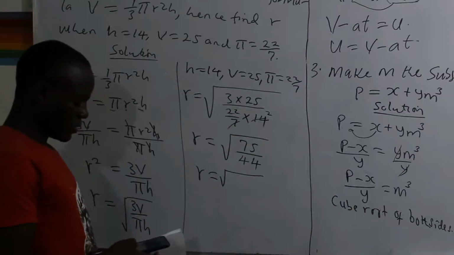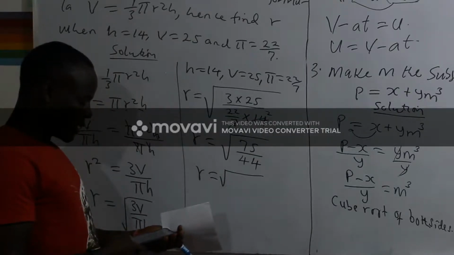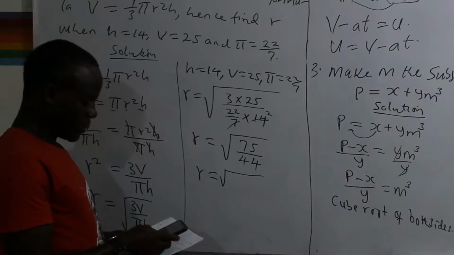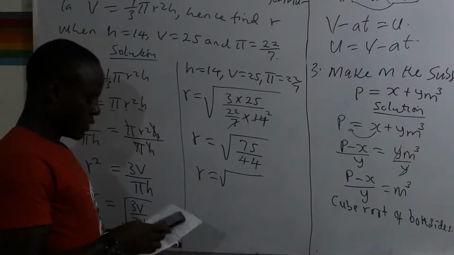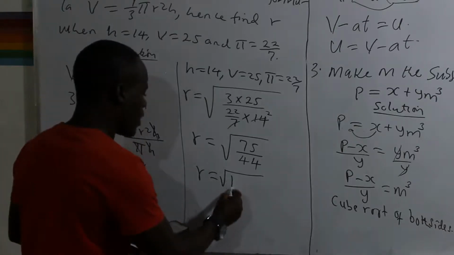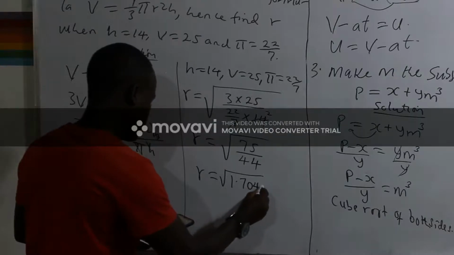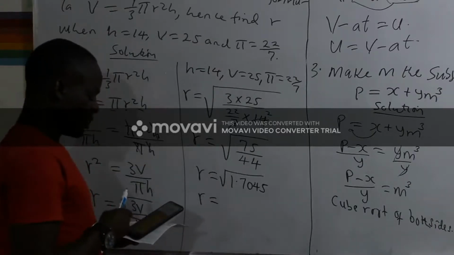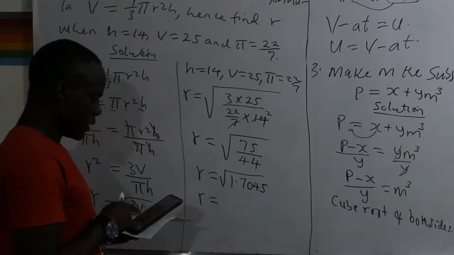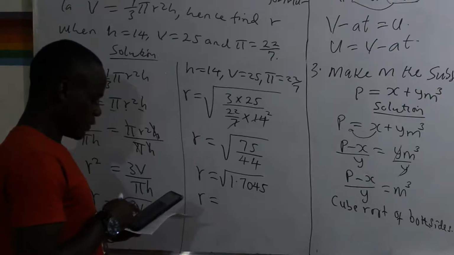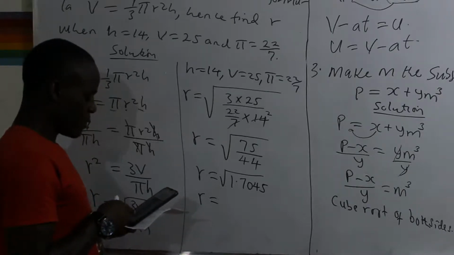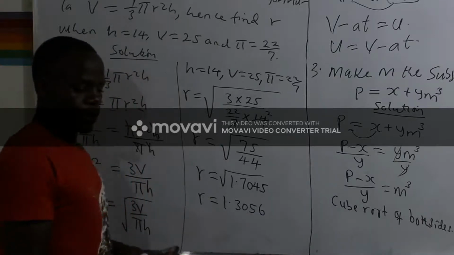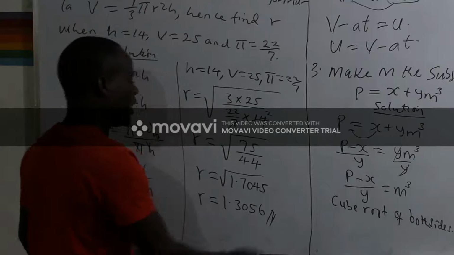Okay? So, what is 75 divided by 44? Of course, I know you know that, so we'll be checking that for us as I also check here. Right? 75 divided by 44. I got 1.7045455, right? Good. So you take the square root of your answer. I hope you are there already. Square root of 1.7045. Okay? Are we there? I got 1.3056. And that is the value of R.